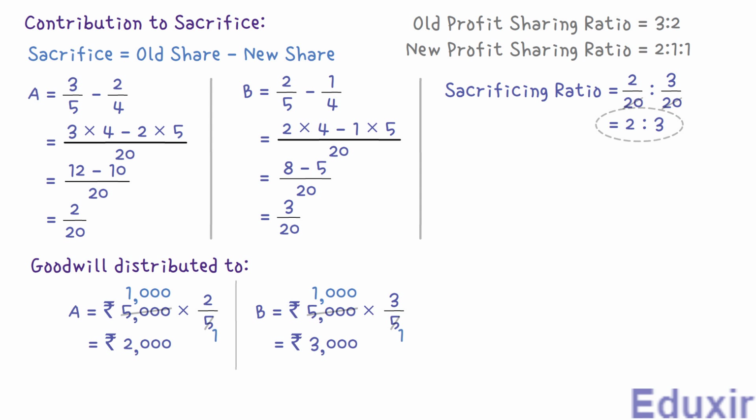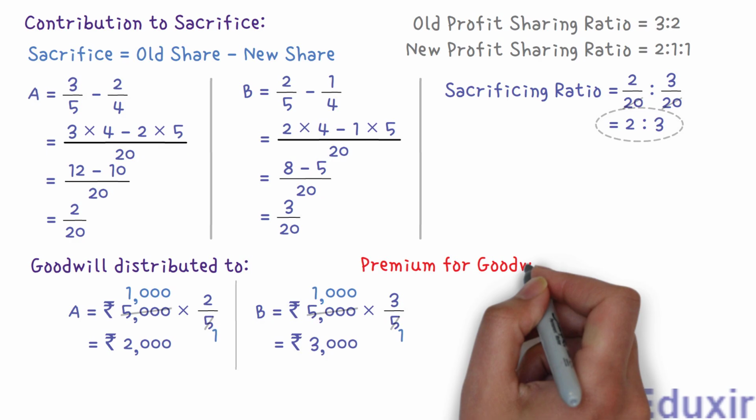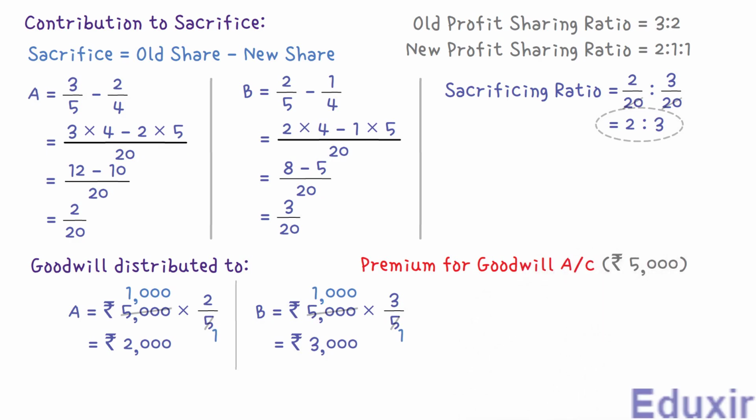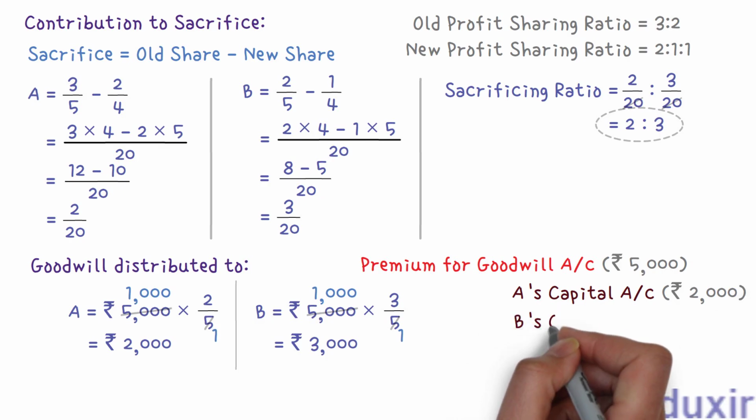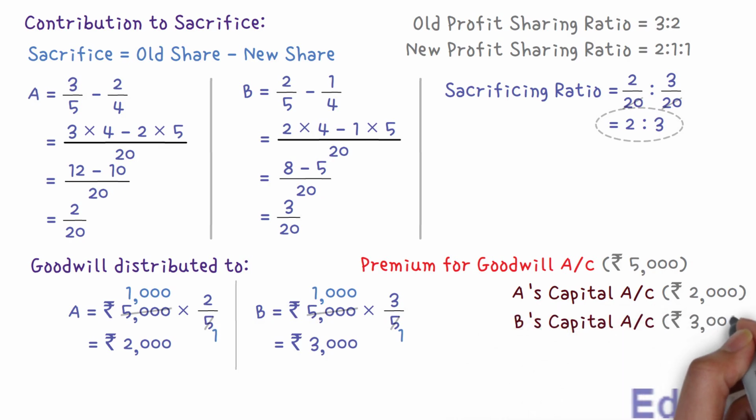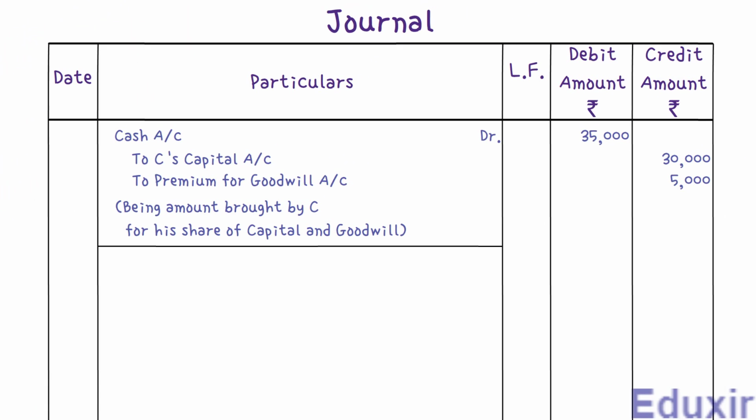See, when the premium for goodwill is received, we recorded the premium for goodwill in the premium for goodwill account. So, to distribute this premium for goodwill to the old partners, it should be transferred to their capital accounts. So, to move the premium for goodwill out of the premium for goodwill account, we should debit the premium for goodwill account with 5000 rupees, and partner A's capital account should be credited with 2000 rupees, and partner B's capital account should be credited with 3000 rupees. With this information at our disposal, let us now proceed to record this transaction in the journal.